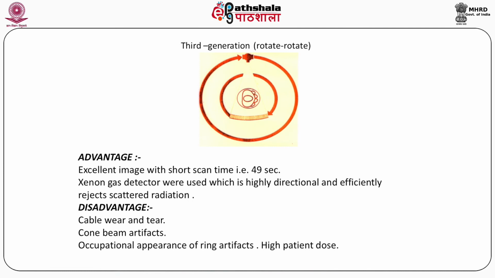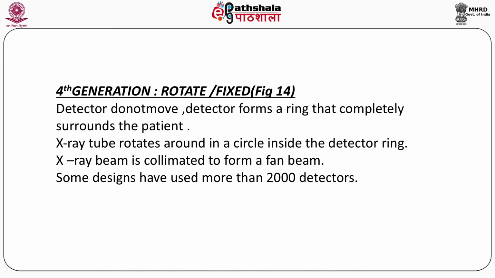The advantage of third generation is excellent image resolution and image contrast with a short scan time. Xenon gas filled detectors were also used, which are highly directional with efficient rejection, but the disadvantage was that a cable wear and tear problem was there. Cone beam artifact was a problem. Then occasional appearance of ring artifact was there with the third generation CT scanner.